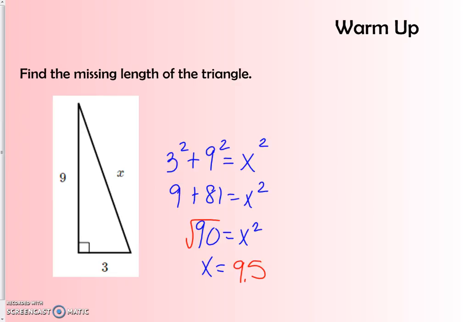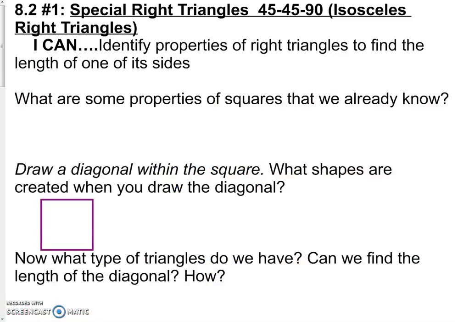All right, notes for today. We're looking at section 8.2, number 1, and when we have special right triangles, we're trying to find additional lengths. So what are some properties of squares that we already know? Think about a square, like this picture down here. What do we know about it? We know that it has equal sides.